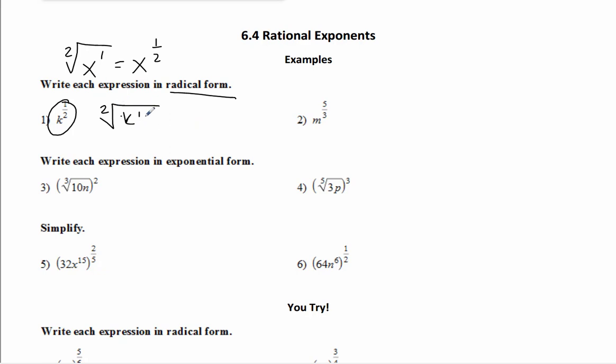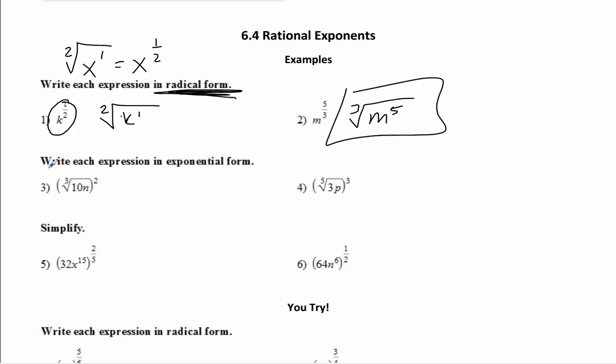So the square root of k to the 1st, I can rewrite as an exponent. Rational exponents and square roots, cube roots, all that stuff, they go together. It's basically the same thing, just another way to write it. Now, again, we look at the denominator here, 3. That's now the 3rd root of what? M to the 5th power. So that would be our answer. When it says write each expression in radical form, that's all I want right there.